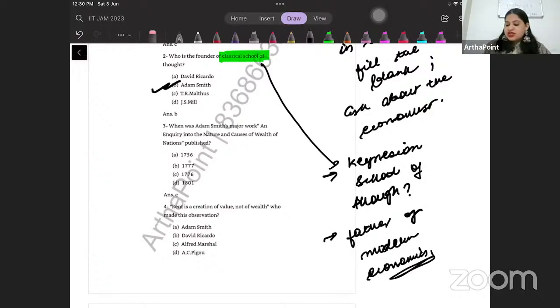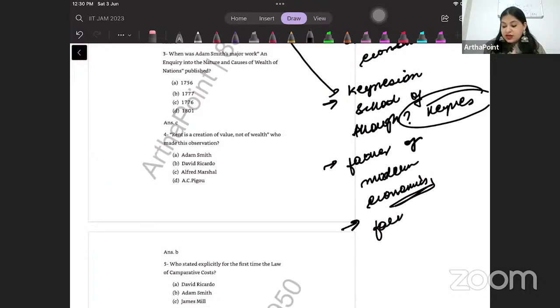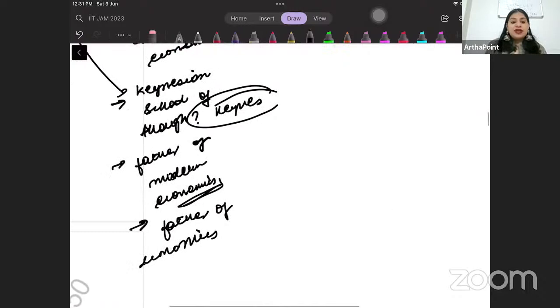Okay, absolutely. This is Keynes. All of you are answering it correctly. And who is the father of modern economics? Can someone tell me who is the father of modern economics? So you should know these things, beta. This will come in exam. Who is the father of economics? Alag hai. Father of modern economics? Alag hai. एक और question that can come in exam.